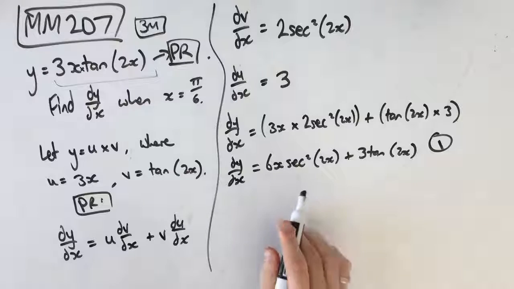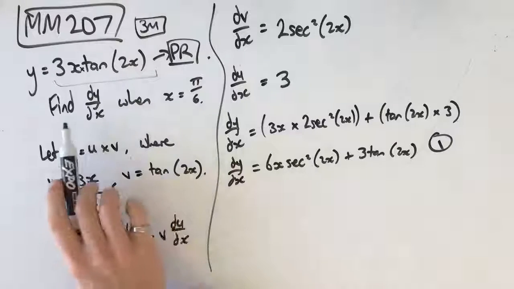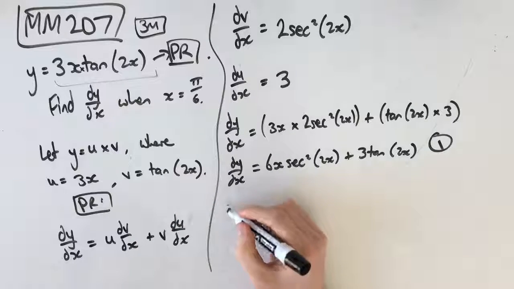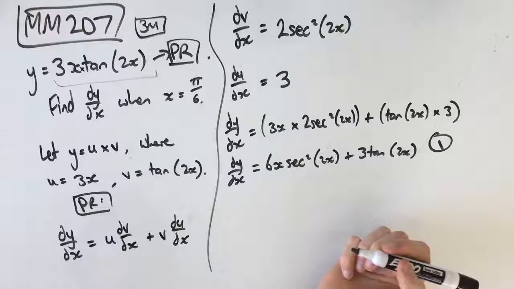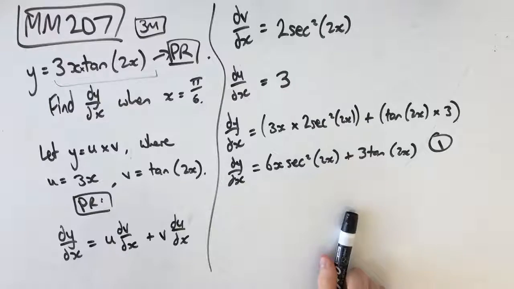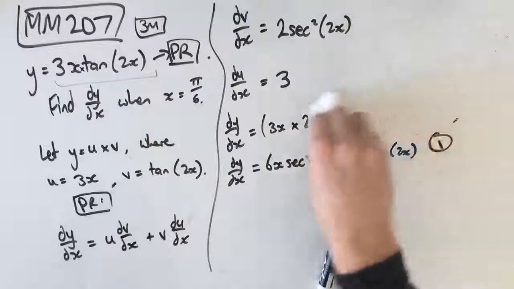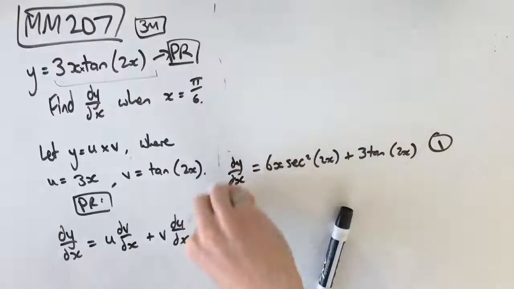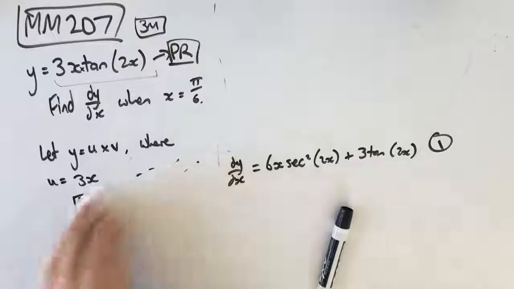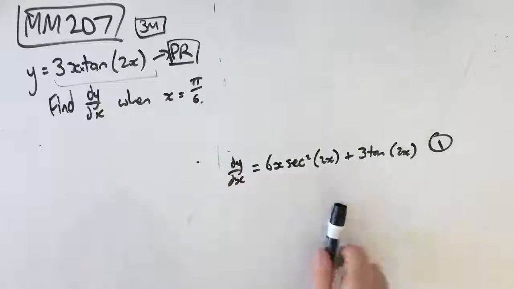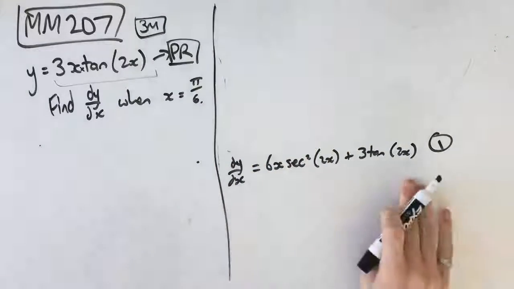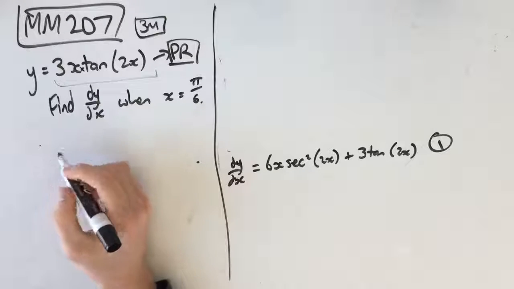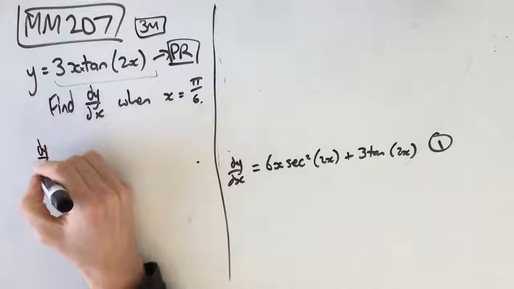But that's not all we have to do because we've found dy/dx, but we want to find it when x equals pi on 6, okay? So what we're going to do is, I think I'm going to rub all this out just to make it easier for myself and for you guys to understand what's going on. So I'm just going to get rid of all this. Cool. So dy/dx is equal to this. We're searching for dy/dx when x equals pi on 6. Okay, so all we're going to do is just sub in our value of pi on 6.